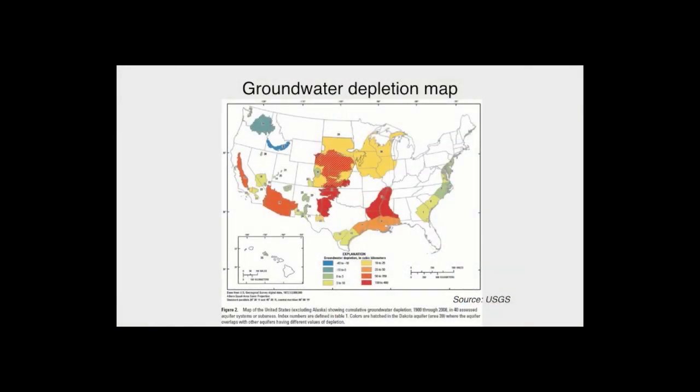Groundwater depletion has been a concern in the Southwest and High Plains for many years. However, as shown in this map, increased demands on our groundwater resources have overstressed aquifers in many areas of the nation, not just in arid regions.